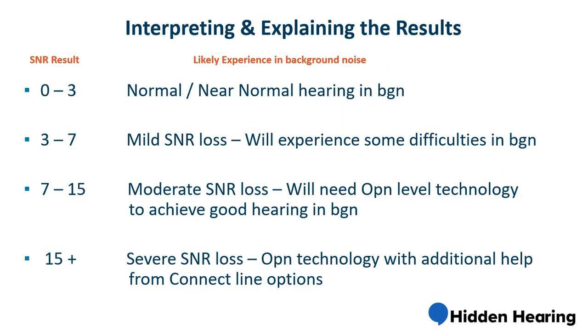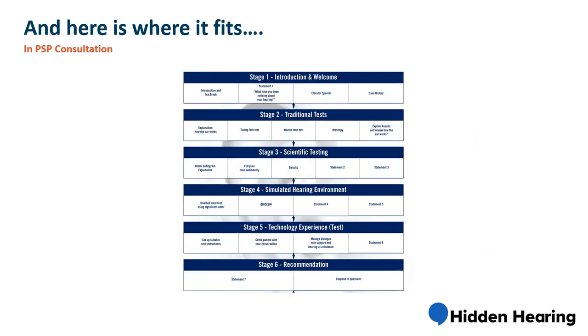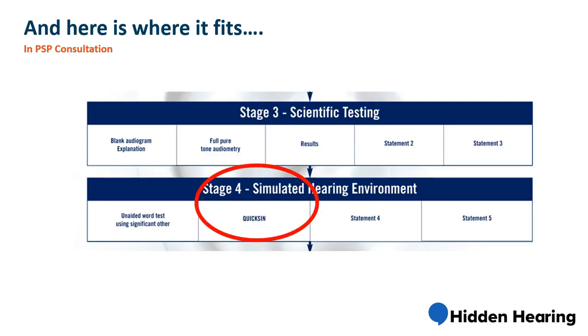In terms of interpreting and explaining the results, we do have a classification for you, which you can see on the screen, although when dealing with patients there are much easier ways than using this. And then in terms of where it fits into the PSP, it comes in stage 4 after you've done an unaided word test. You then proceed on to Quicksin.